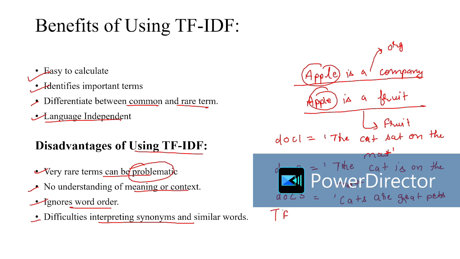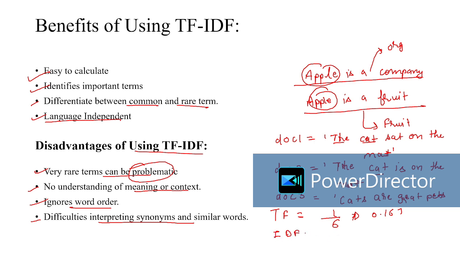Term frequency for cat. In document one, the cat sat on the mat, the number of terms is one, two, three, four, five, six. So the total number of terms is six, and cat is appearing one time. So this is the term frequency of cat, and it is 0.167.